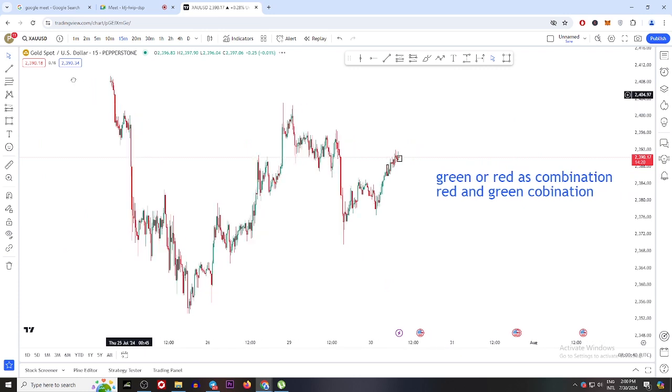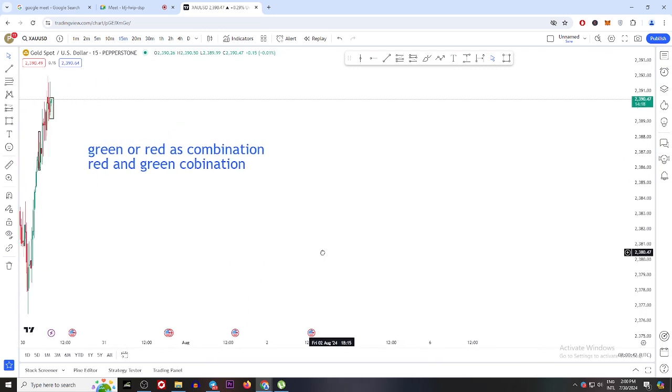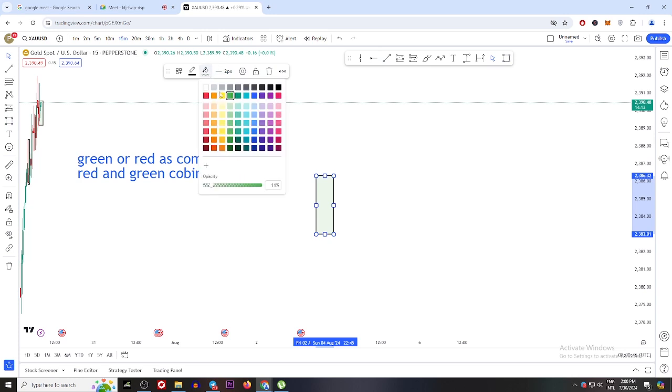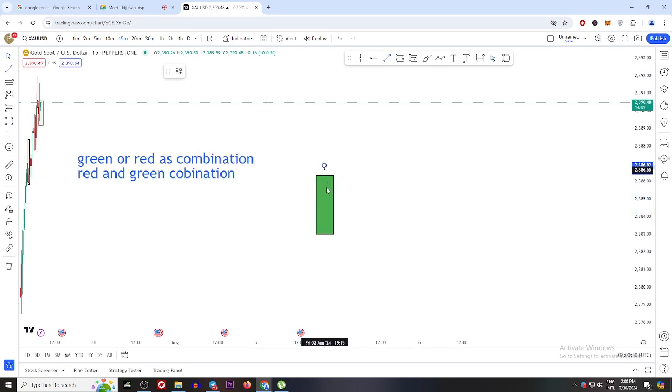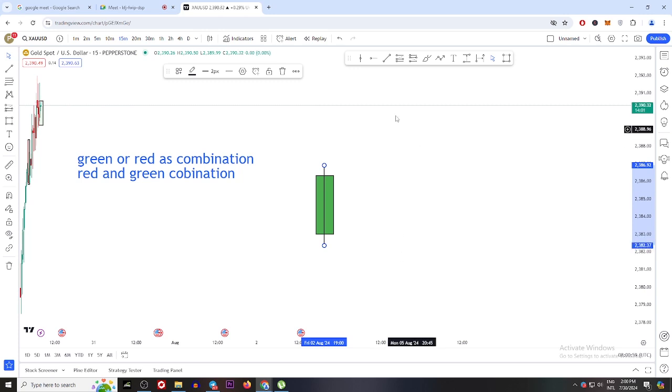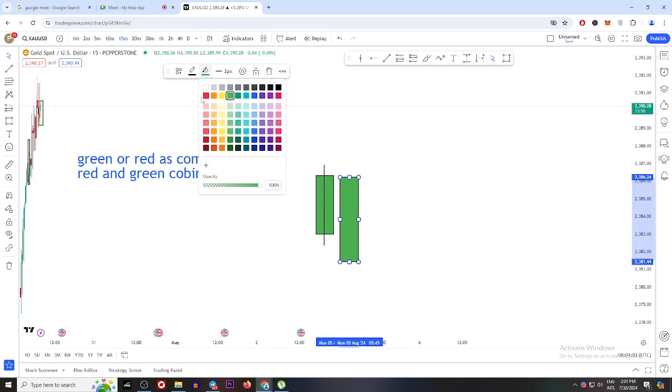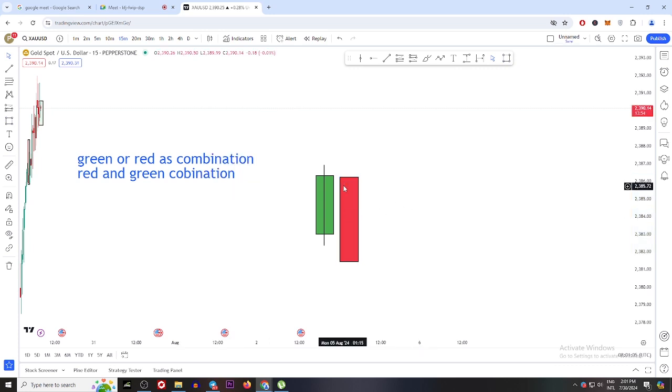We need combination because, let's say we have a green candle. If we have a green candle, what will be the combination of the green candle? The red candle. Red candle, yes, very good. So this is the combination of red and green, or green and red.